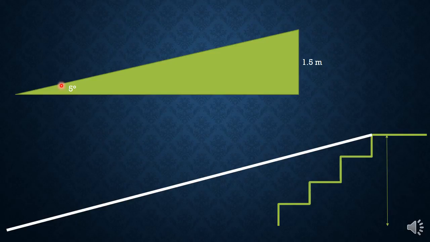If we want to figure out the shortest distance away that the steps can start, we want to figure out how far away this would be when that angle is 5 degrees. This distance here would be how far away we are from the top of the steps, how far out that ramp would have to start.